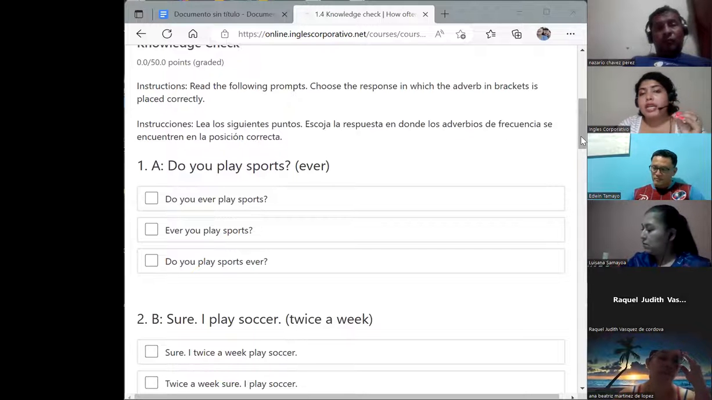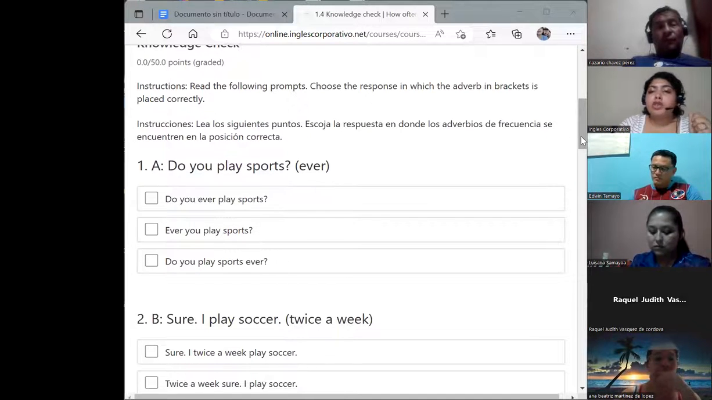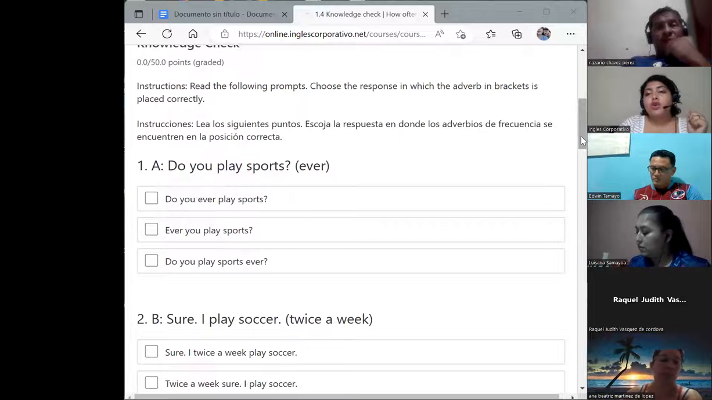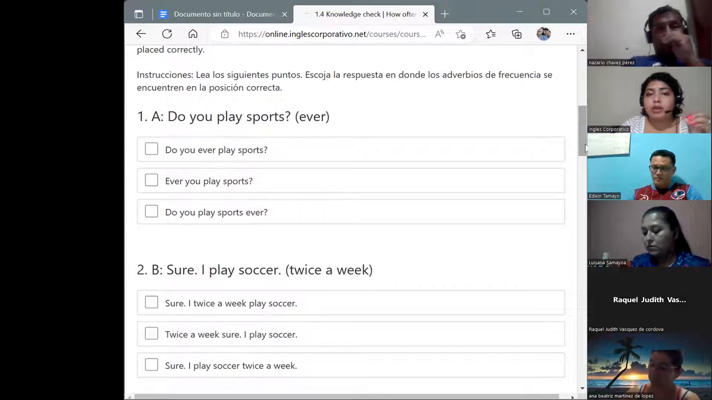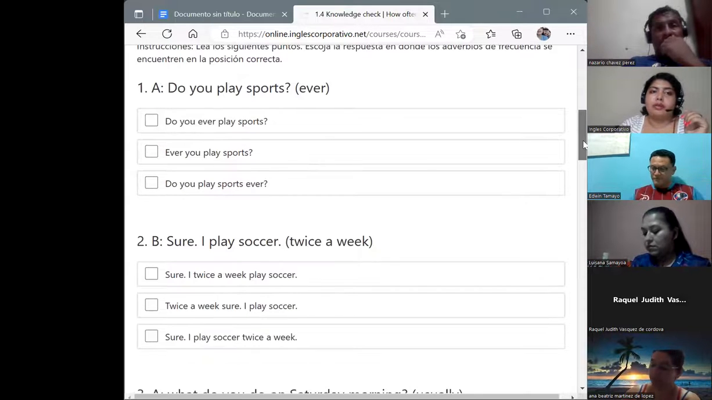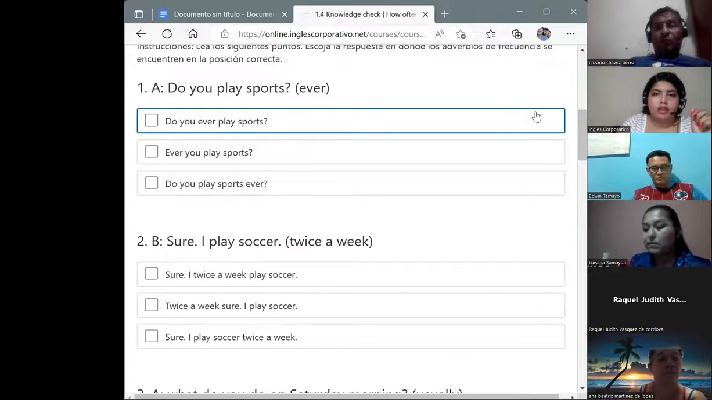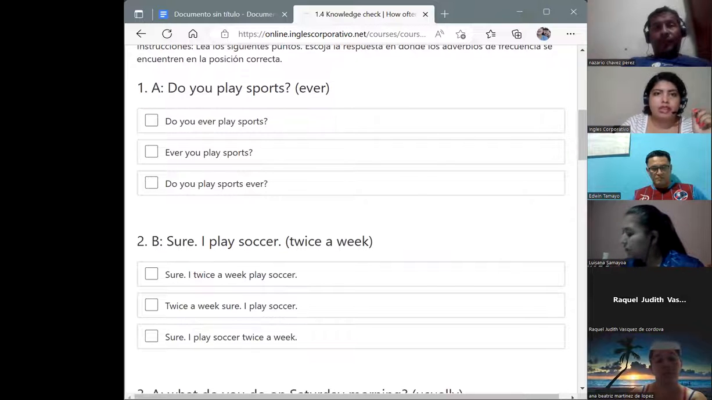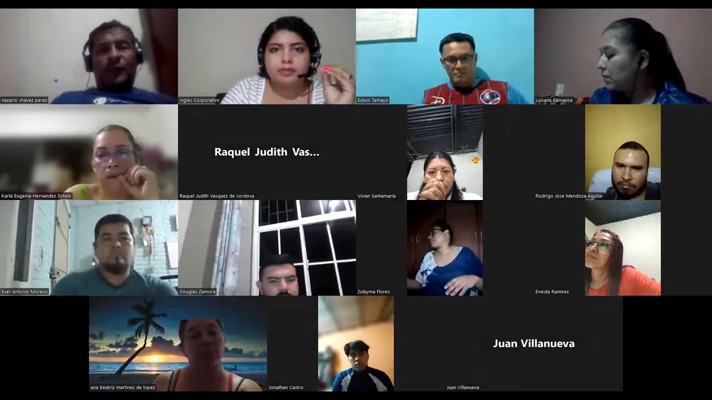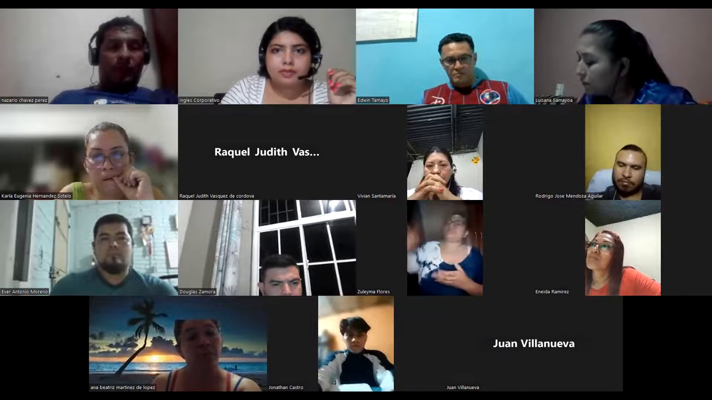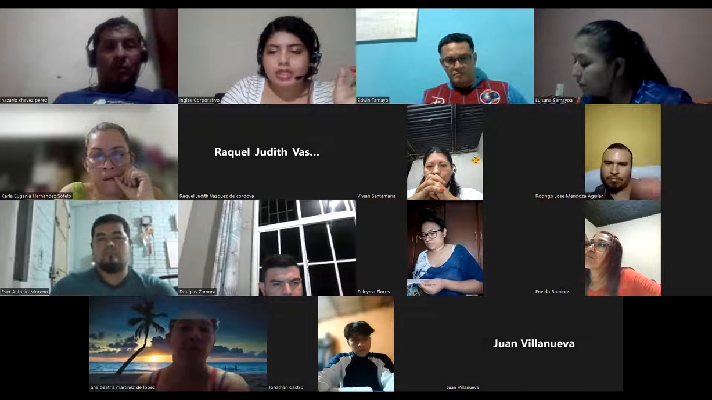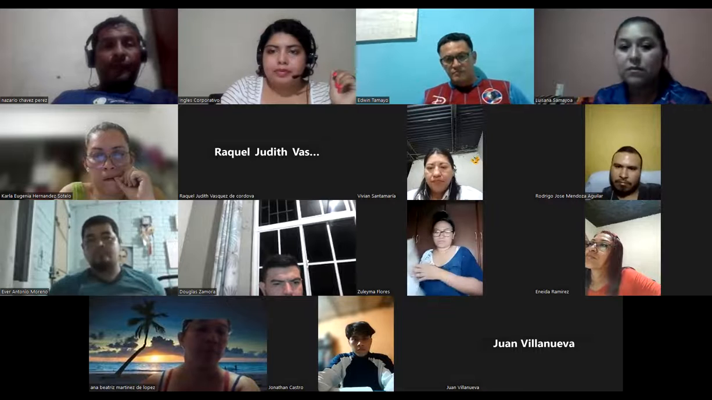So, we are going to read the following prompts, and we are going to choose the response in which the adverb in brackets is placed correctly. Vamos a leer los puntos, vamos a escoger la respuesta en donde los adverbios se encuentren en la posición correcta. Let me see if I can do it like a very short, give me a second. I'm going to have at least three, yes, like this. Que se vean tres en la pantalla. Vamos a ver.